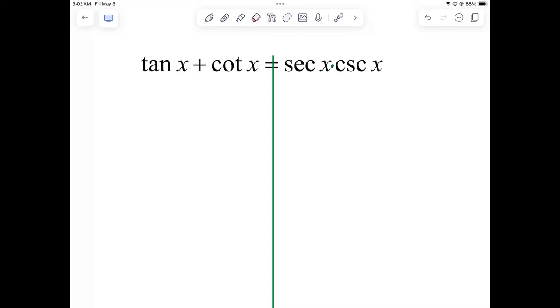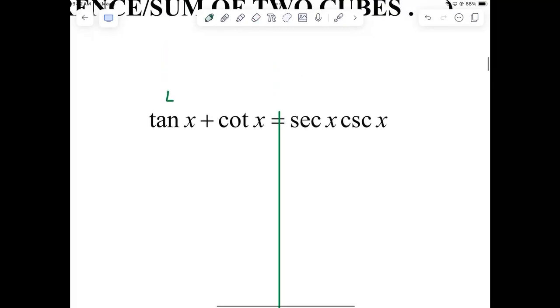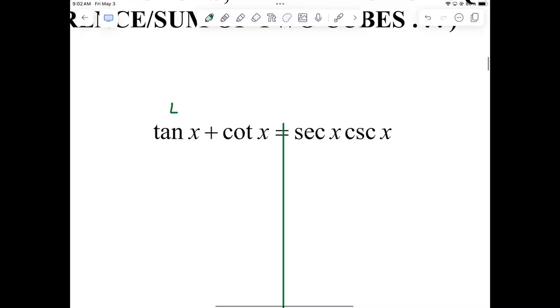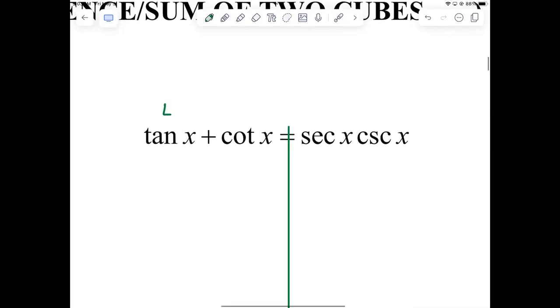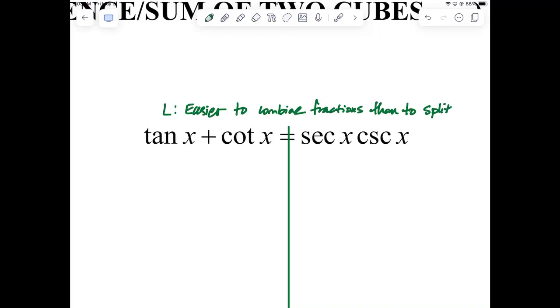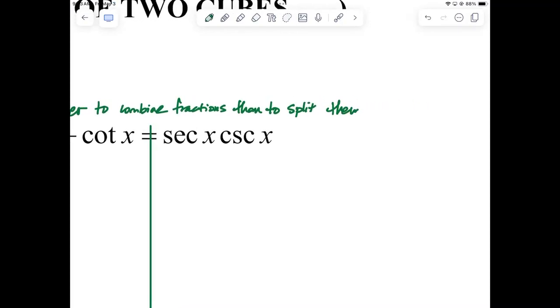Now, here's what I would tell you. I would actually start on the left side. Well, not necessarily, because they're weirder trig functions. They both have two trig functions. But here's why I would start on the left side. It's easier to combine fractions than to split them up. That's a fact.